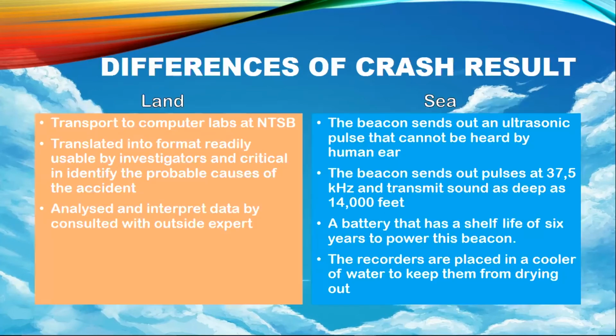And then I will present about the difference in crash results. Crash results on the land and sea. For the land, the black box is transported to the computer lab at the National Transportation Safety Board. Then it is translated into a format readily usable by the investigators and is critical in identifying the probable cause of the incident. In addition, outside experts are also often consulted to help analyze and interpret the data.